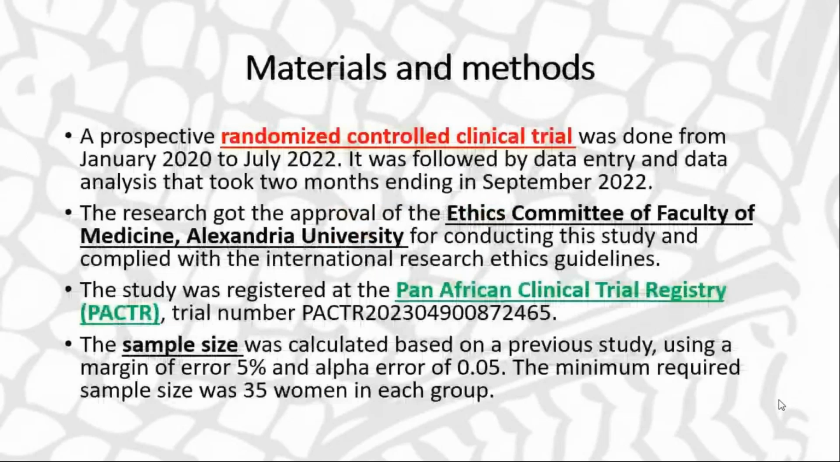This is a prospective randomized controlled trial done from January 2020 to July 2022, and then we had some months for preparing the data. This research was approved by the Ethics Committee of the Faculty of Medicine, Alexandria University, and registered at the Pan-African Clinical Trial Registry. We calculated the sample size according to a previous study with a margin of error of 5%, and the sample size calculated was at least 35 women in each group. Next.